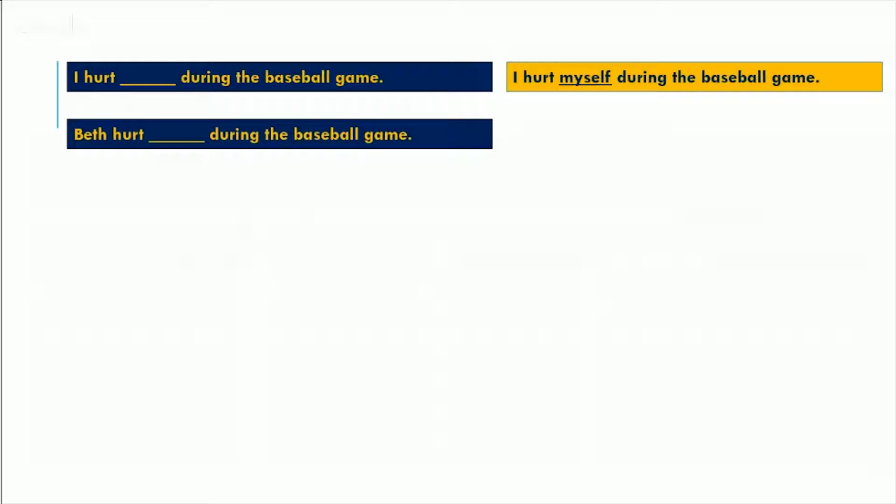Beth hurt blank during the baseball game. You can write it in your notebooks if you want. You can put it on the chat so I can see it. You have a couple of options. Okay, Beth is a woman's name, so that's going to help you decide which reflexive pronoun you're going to be using. So let me see some answers, and then I'll put the next answer up on the screen.